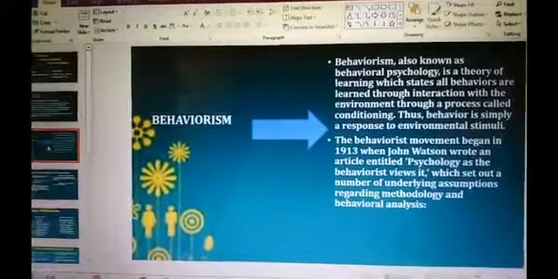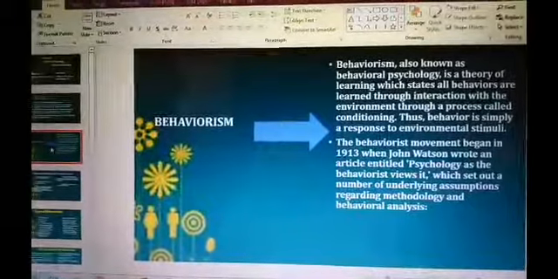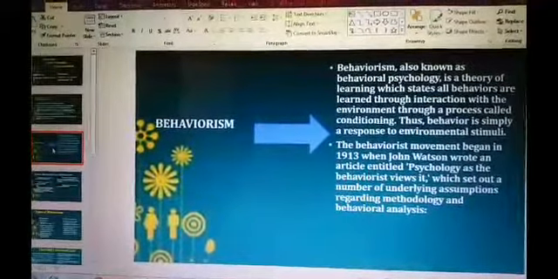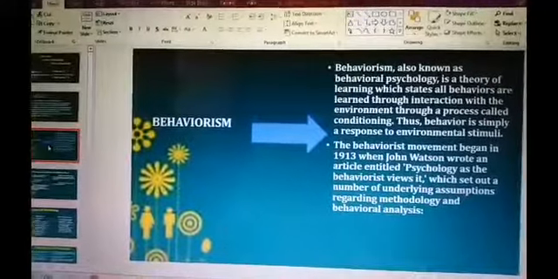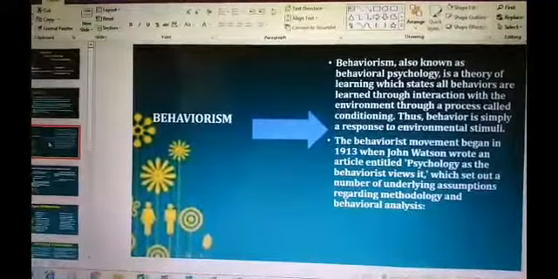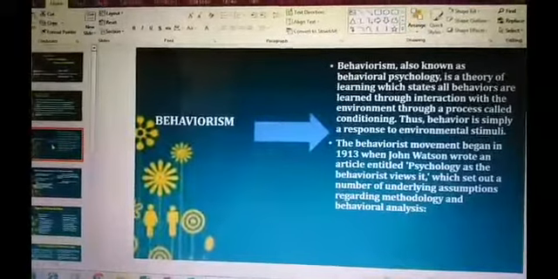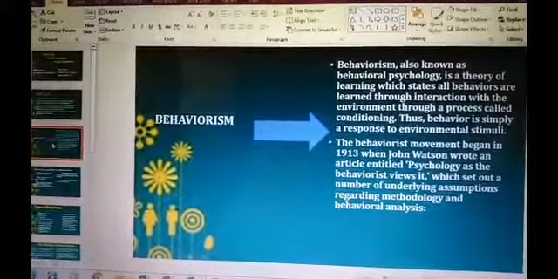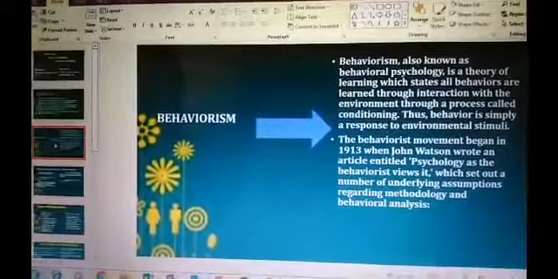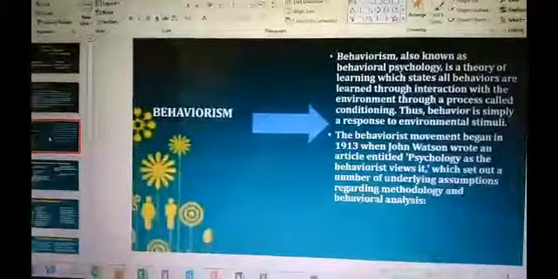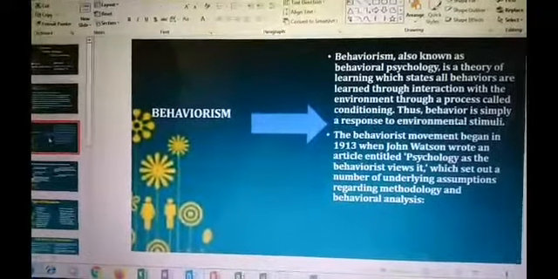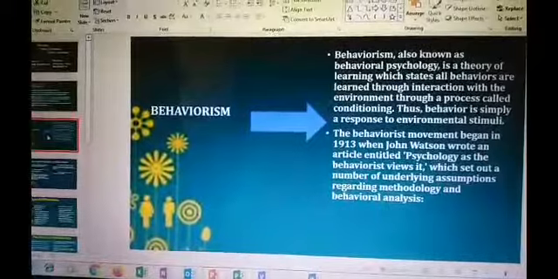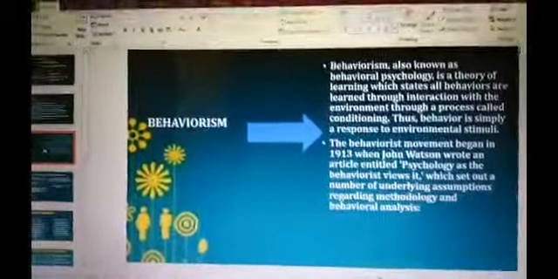So, my insights for behaviorism are: behaviorism is only concerned with the observable stimulus and the response of behaviorists, as they can be studied in a systematic and observable manner. Because behaviorism began in 1913.